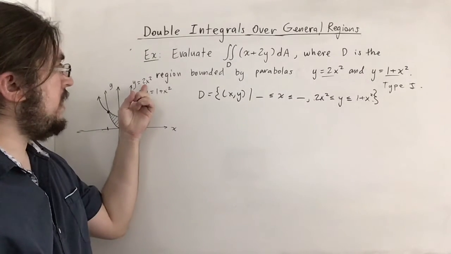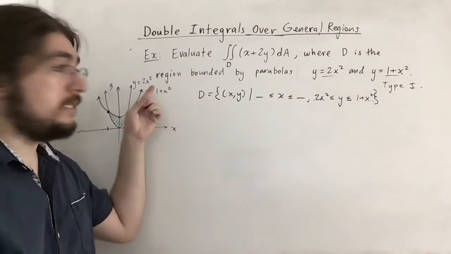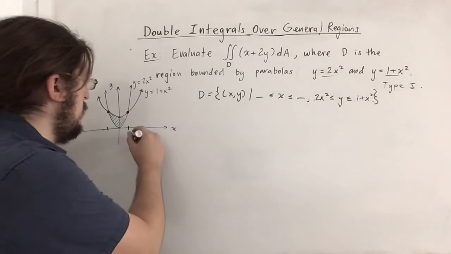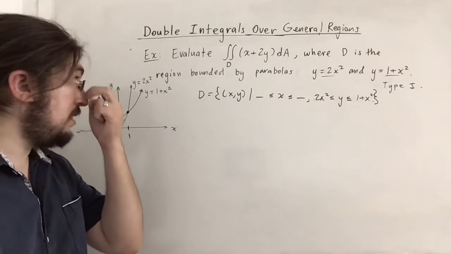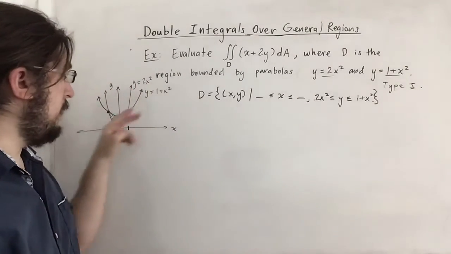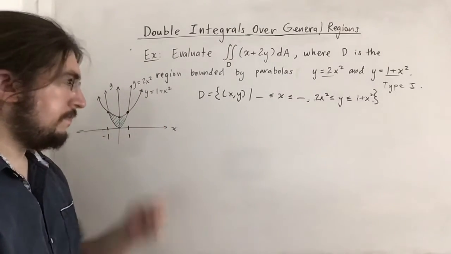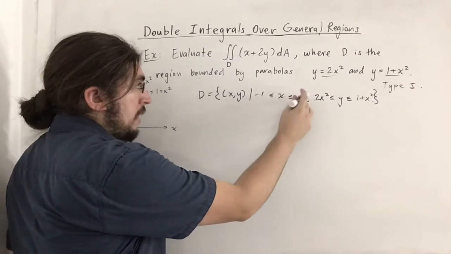When you plug in 1 here, notice x squared, when x is 1, is just 1, times 2 is 2. Here, 1 plus 1 squared is also 2. So 1 works. Negative 1 also works because negative 1 squared is positive 1, so you get 2 for the bottom parabola, and 2 also for the top parabola. Good. So x values are going in between negative 1 and 1.